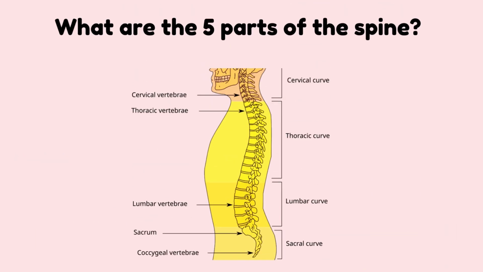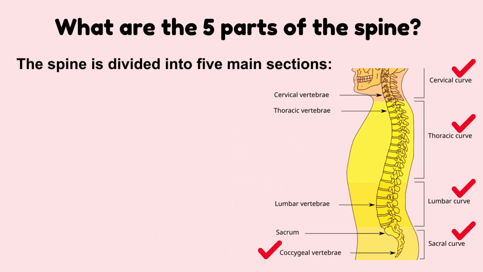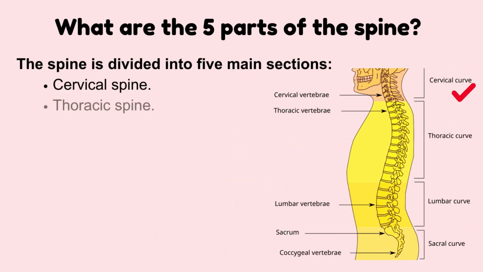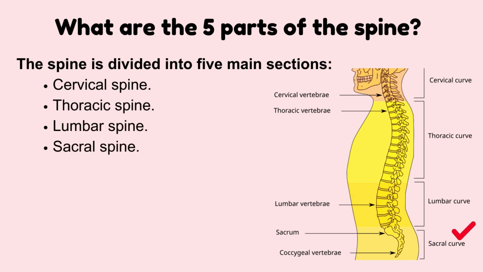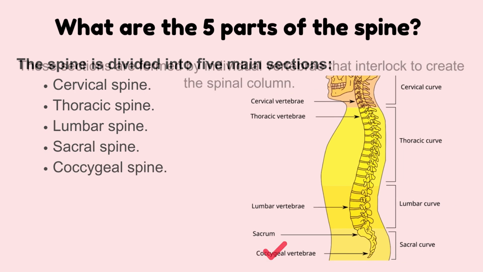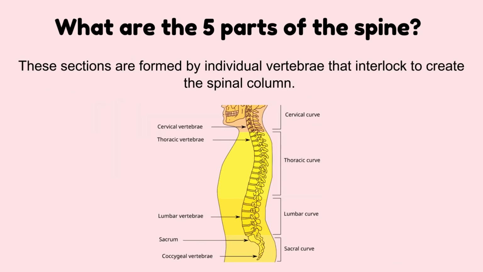What are the 5 parts of the spine? The spine is divided into 5 main sections: cervical spine, thoracic spine, lumbar spine, sacral spine, and coccygeal spine. These sections are formed by individual vertebrae that interlock to create the spinal column.